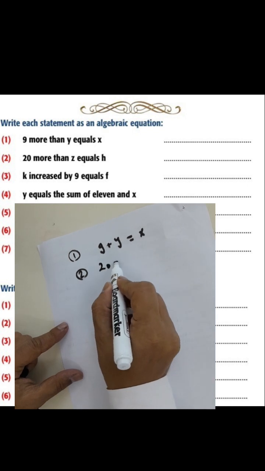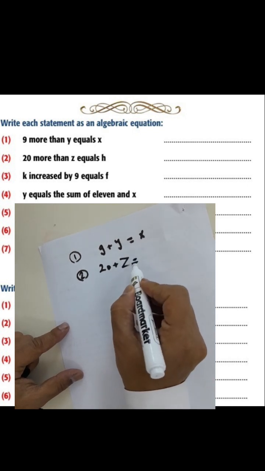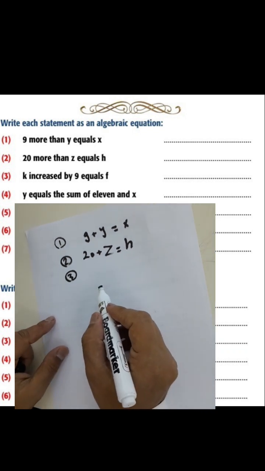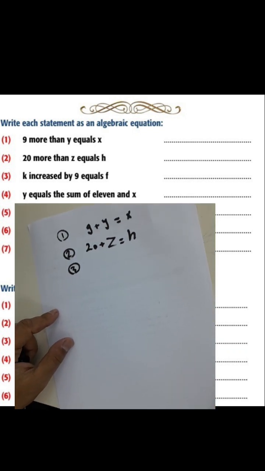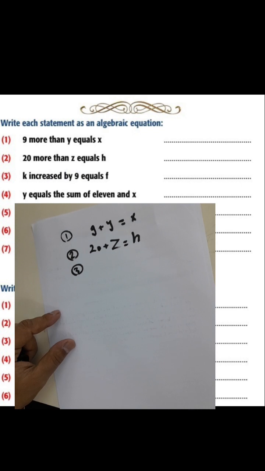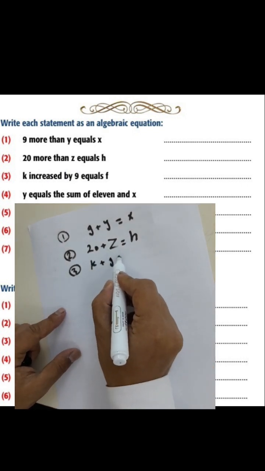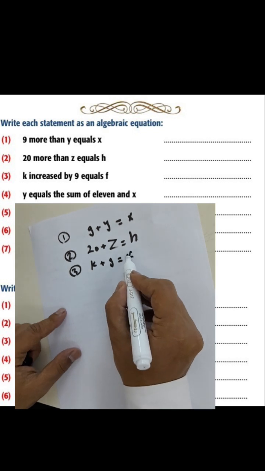Question number 2. 20 more than z equals h. 20 more than z: 20 plus z equals h. Question number 3. k increased by 9 equals f.